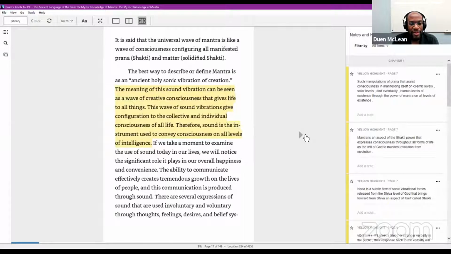If we take a moment to examine the use of sound today in our lives, we will notice the significant role it plays in our overall happiness and convenience. The ability to communicate effectively creates tremendous growth in the lives of people. And this communication is produced through sound. There are several expressions of sound that are used involuntarily and voluntarily through thoughts, feelings, desires, and belief systems.